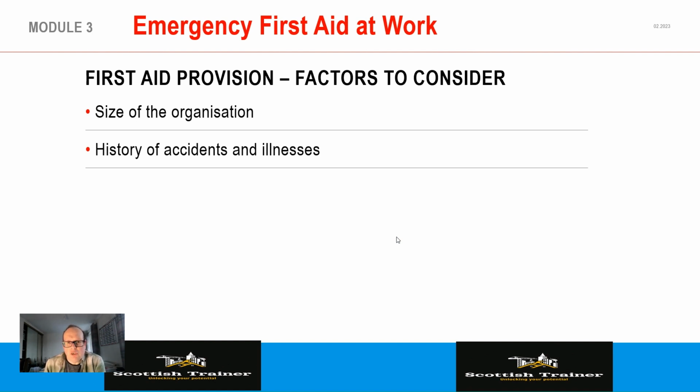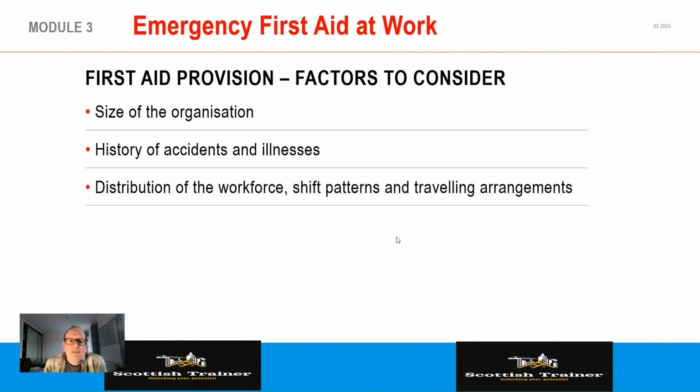spread your first aiders out across the site to give you more coverage, or you may want additional people in areas that are harder to get to, so that you have first aid cover for all the areas on your site.